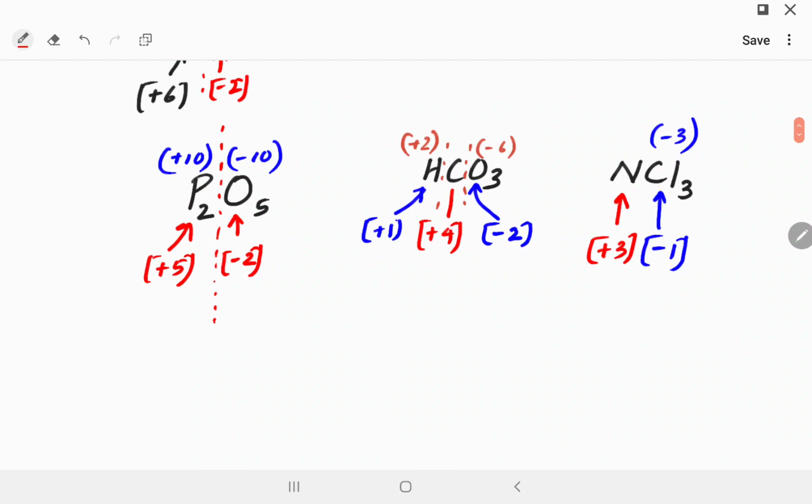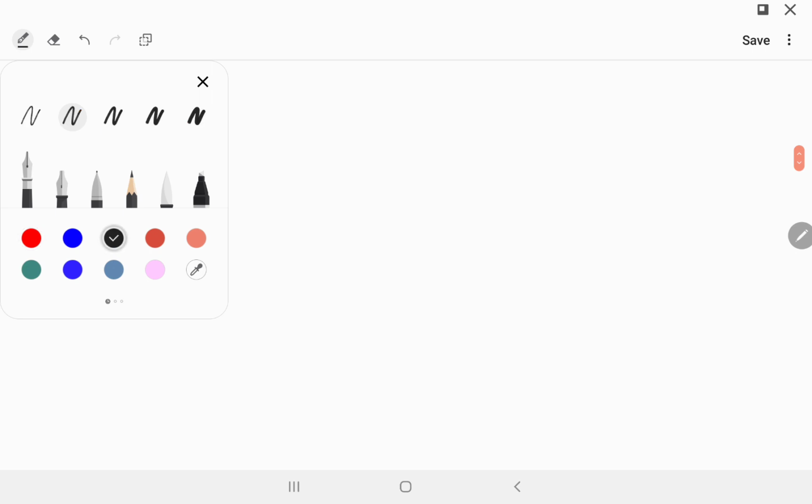I hope that you understood what we did here. Now I'm going to give you a bunch of different examples, and you will pause the video and see if you can solve them. I'm going to start with simple ones. It's number 1. The oxidation number that I want is the carbon oxidation number, and you can start.